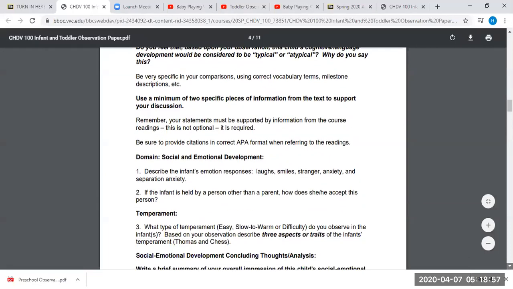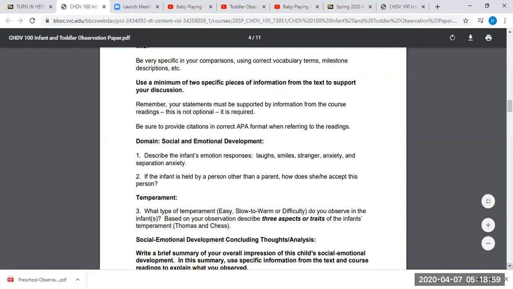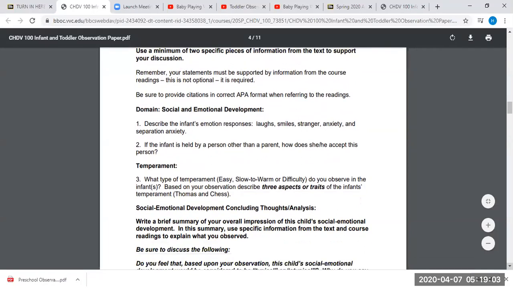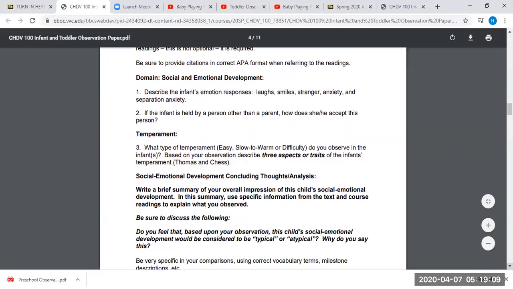And then the next domain is your social and emotional domain. So you're going to be answering these questions. You're going to be looking at how they laugh, smile, all those types of things. And you're also going to be looking at temperament. So you're going to be addressing temperament. What do you feel the child is?